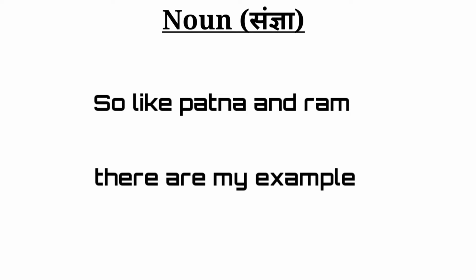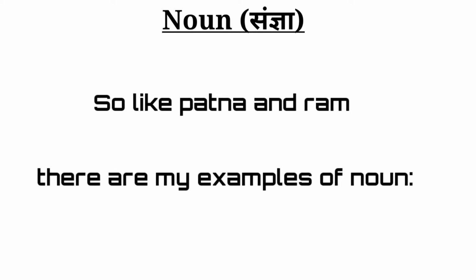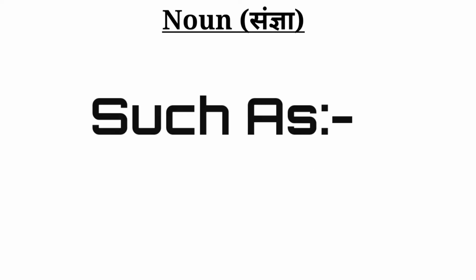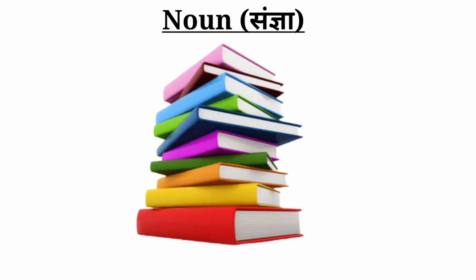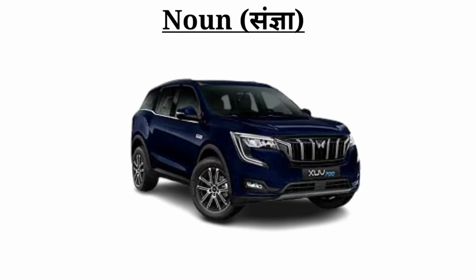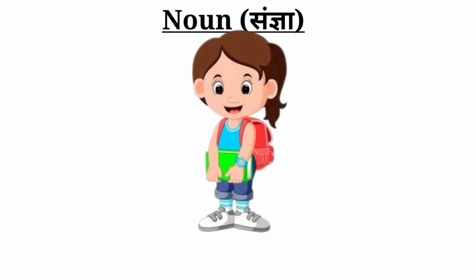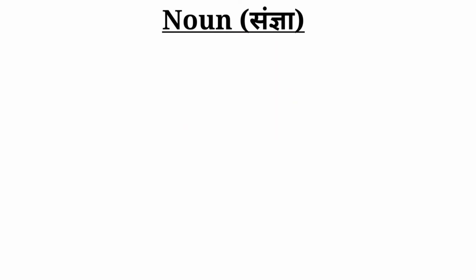So like Patna and Ram, there are many examples of noun such as bench, table, pen, book, Mumbai, bus, car, boy, girl, etc. Now we will try to understand with one more example.